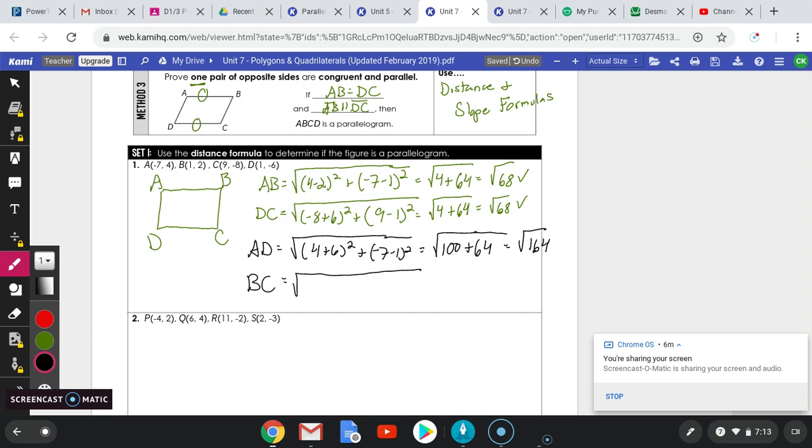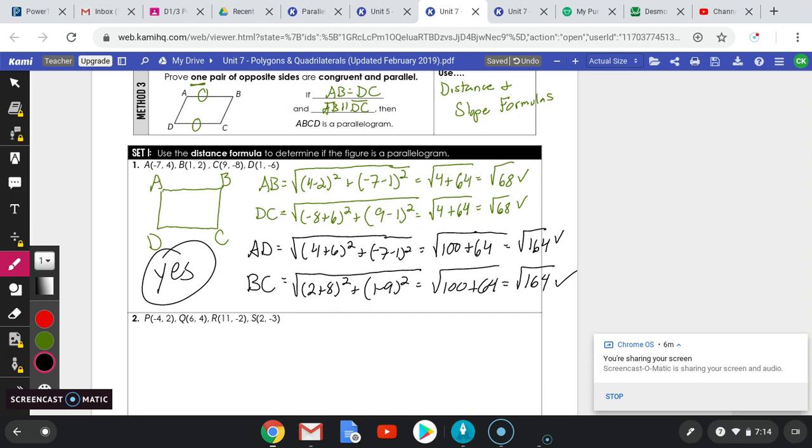BC is equal to the square root of 2 minus -8, or 2 plus 8 squared, plus 1 minus 9 squared. 2 plus 8 is 10, squared 100. 1 minus 9 is -8, squared is 64. Lo and behold, these are the same, so what does that mean? That means that this is a parallelogram. We have proven that both pairs of opposite sides are congruent to each other.